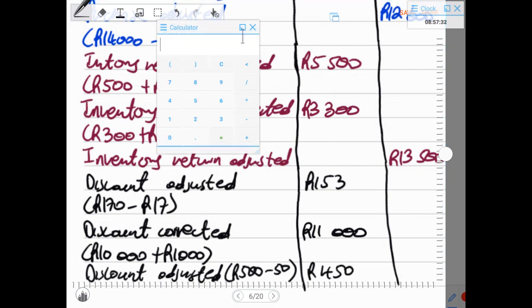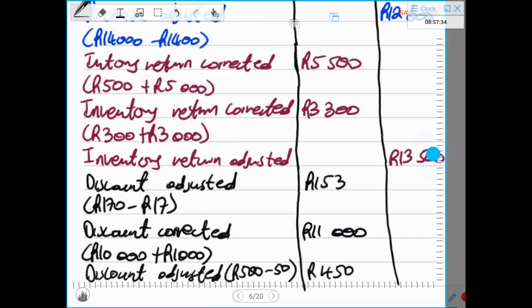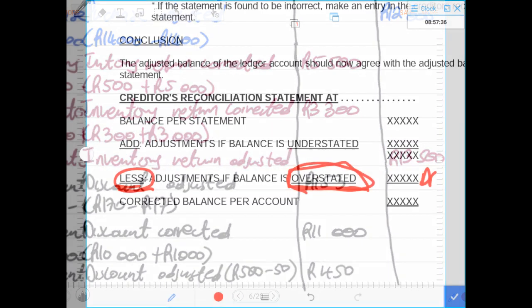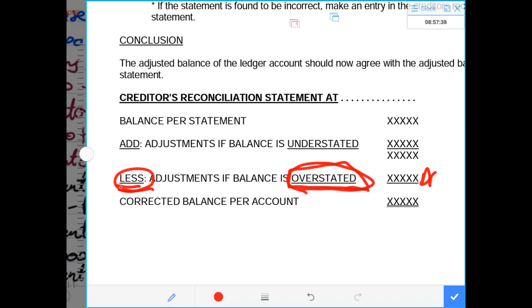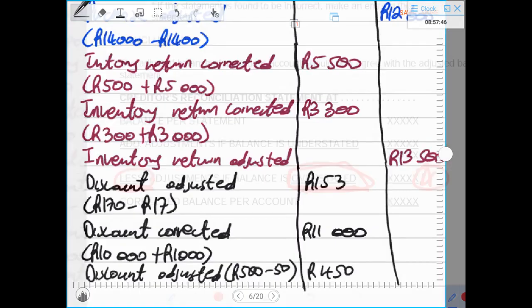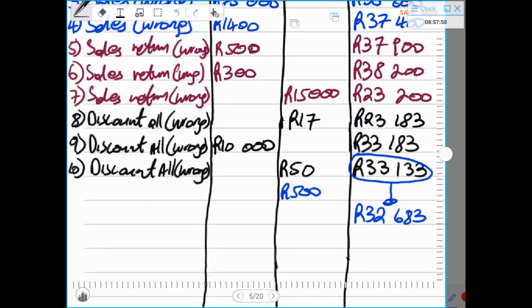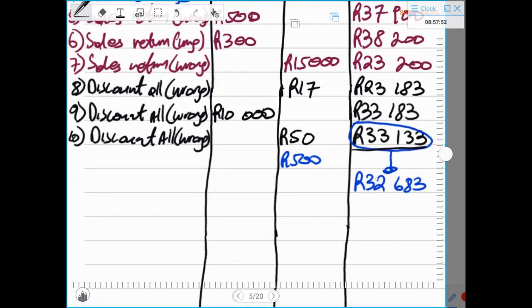Very easy amount. So now, just to remind you once again, when the balance is overstated, we less, and we less on the debit side. And we have seen that in this case, our balance was really overstated. It was 33,000 instead of 32,000 something. So now let me proceed on that same note.